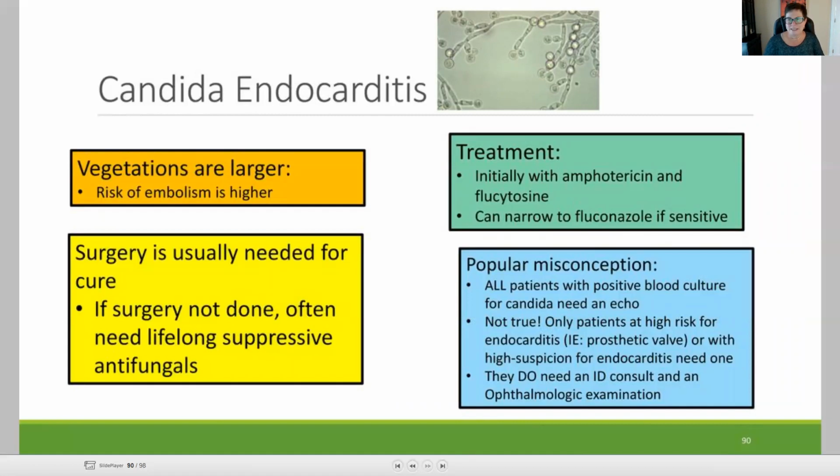Candida endocarditis, and I've cared for a few patients with this, and most of what I remember is how tragic it ended. I've had patients who have had significant embolic events related to candida, and that's because the vegetations are larger with candida than with staph.